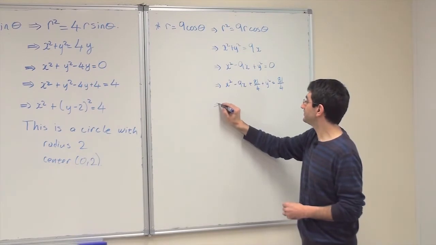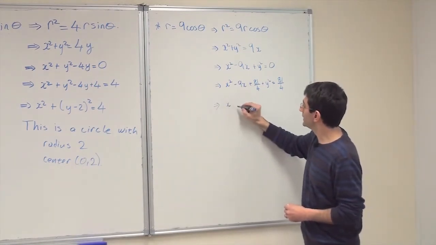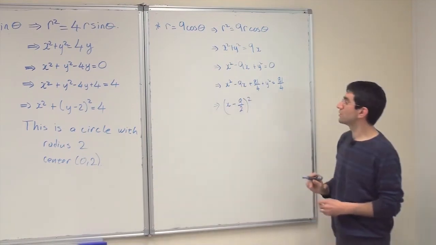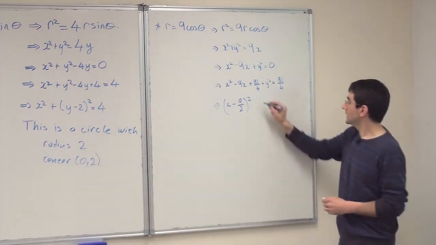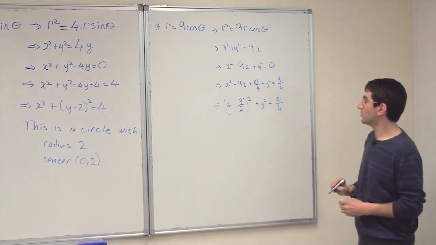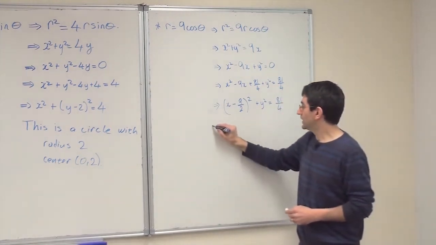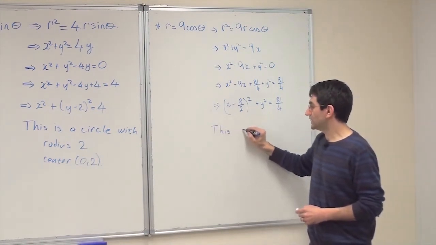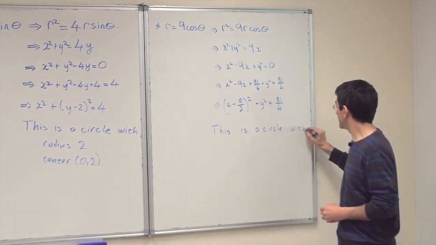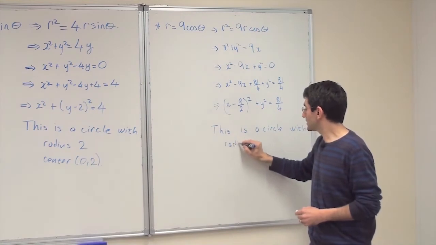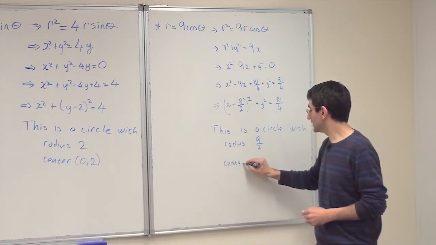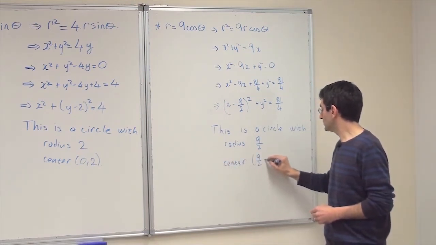Then the first three terms can be written as the parenthesis squared of x minus 9 over 2. And we have y squared, and all this is equal to 81 over 4. So now in this form, the equation is easy to identify. This is again a circle with radius 9 over 2 and center 9 over 2, 0.